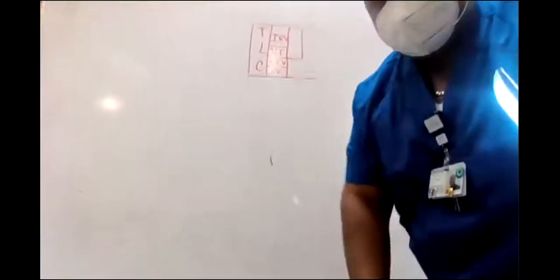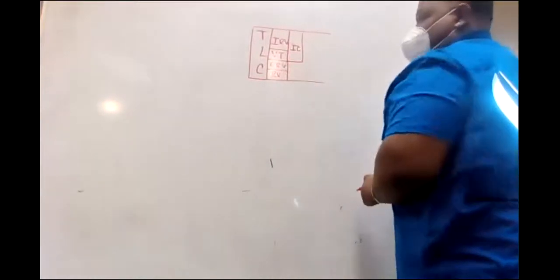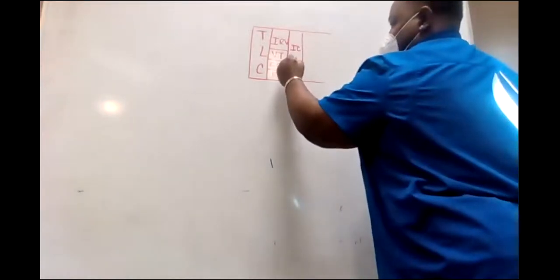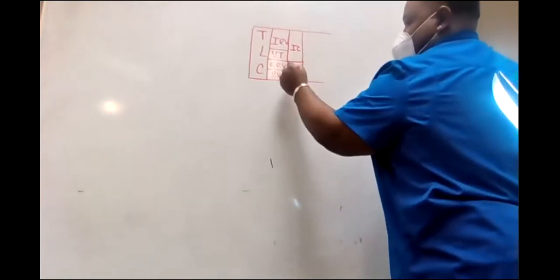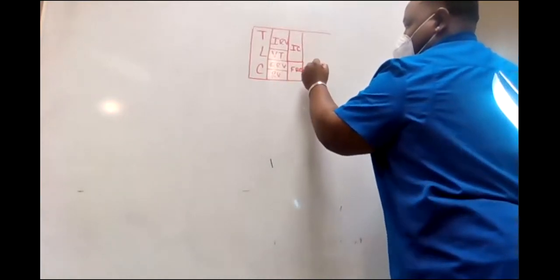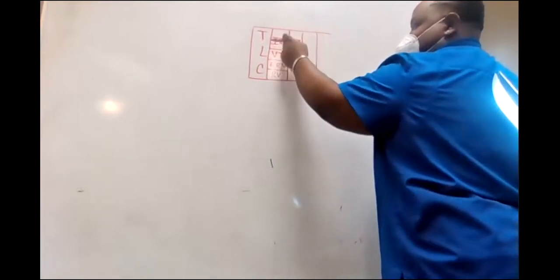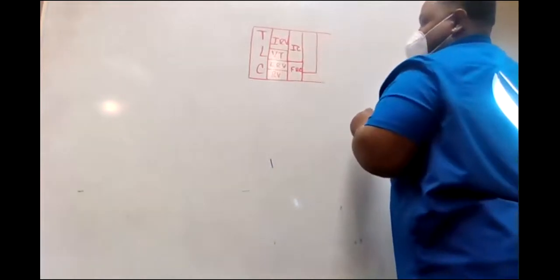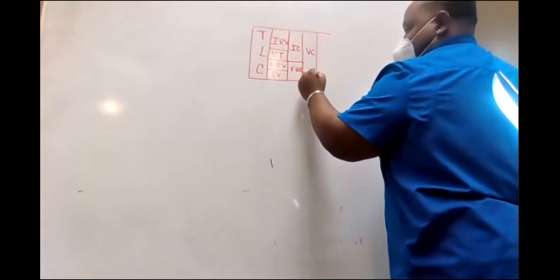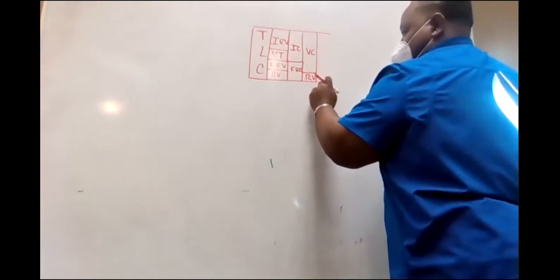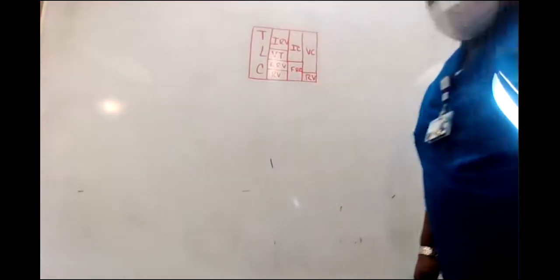My IC. My ERV plus my RV is what? FRC. All right, now you can go across from here, up. Everything that I can do, my ERV plus VT plus IRV, is my what? VC, or vital capacity, where RV is still there. All right. That's your spirogram. And I didn't realize it was going to be as small as this.